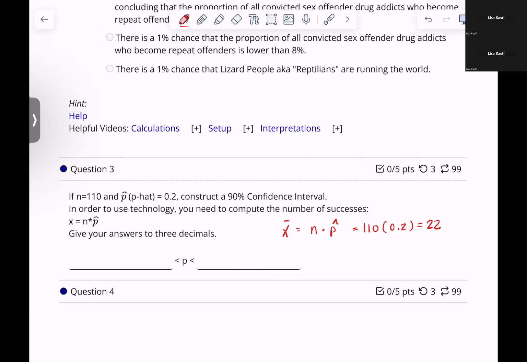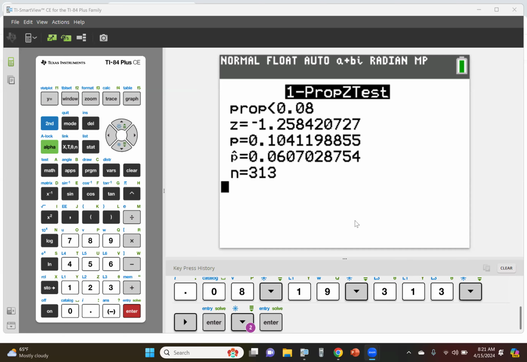Okay, so let me go back over here. Share my screen. Oh, there's so much work. Surface Pro needs to come with a good note app.